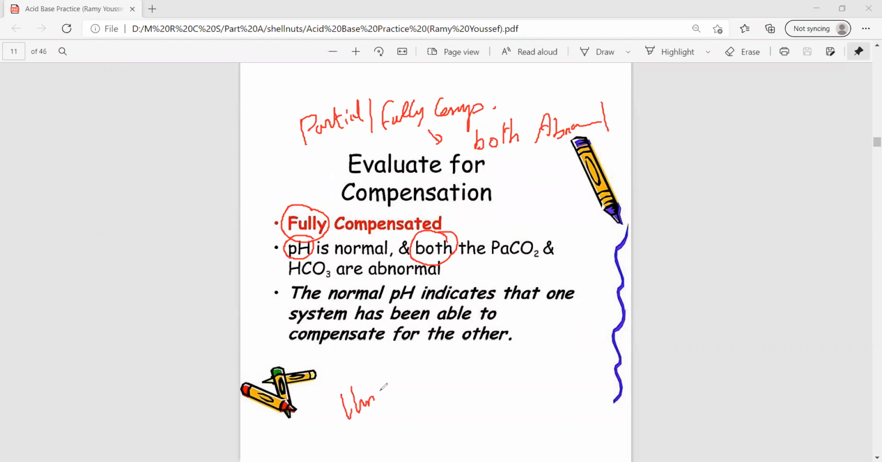Uncompensated means only one parameter is abnormal, and the other one is normal. So there is no compensation for the other one. So this is a completely uncompensated problem.